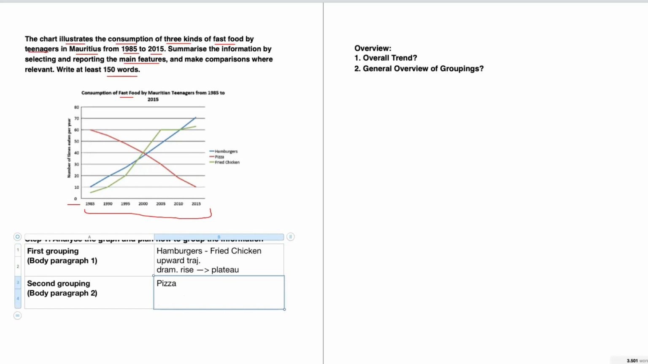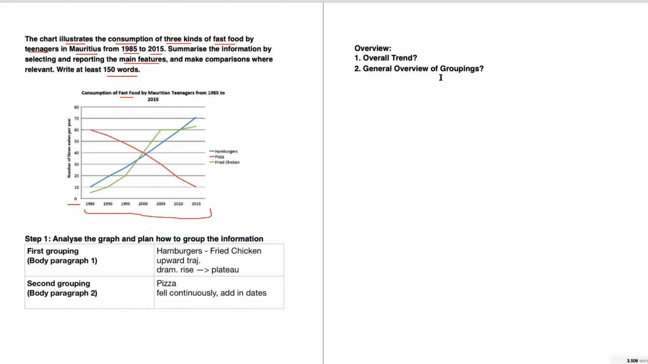And this is actually probably going to be a little bit difficult to say in enough words, because you don't just want to say pizza consumption decreased. You want to really use your language to the best of your ability. So I'm going to talk about how it fell continuously, and I'm going to add in dates, and this should help me reach my 150 word minimum.